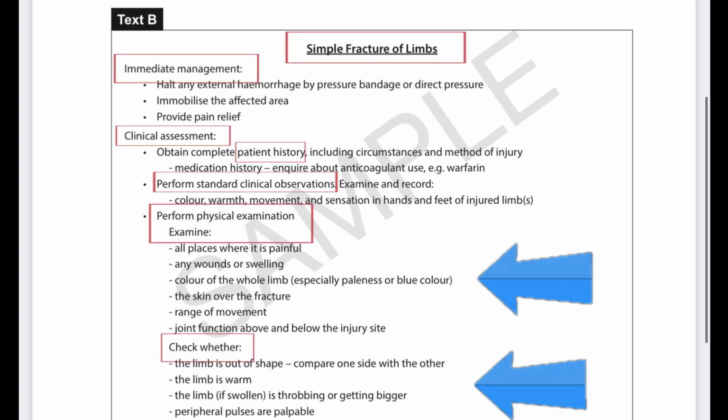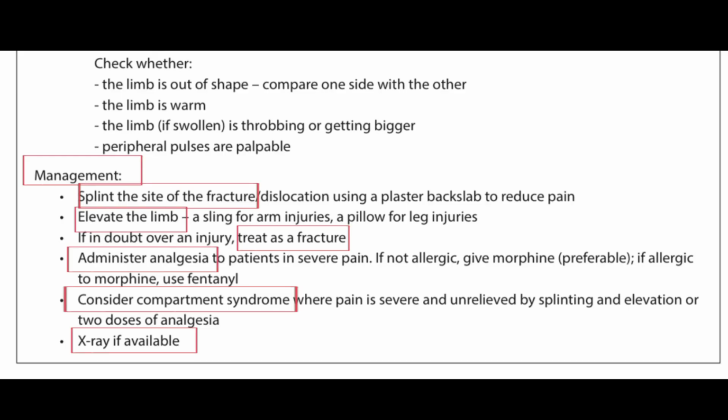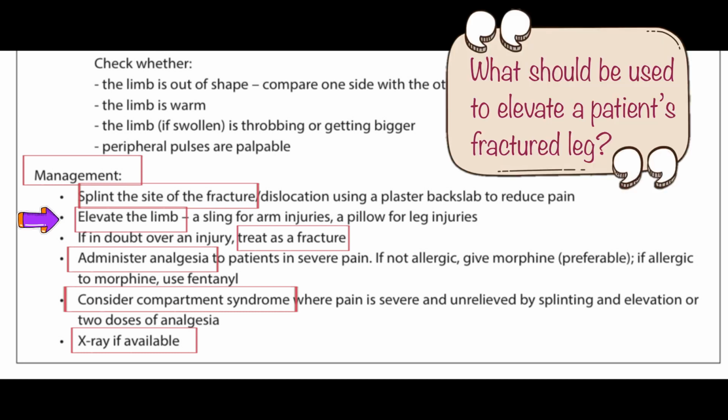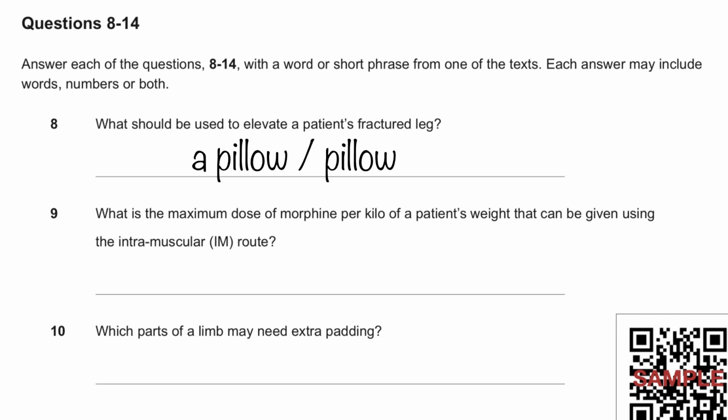So now that we know which text to go to, we now scan it to look for the answer. So text B: immediate management, clinical assessment, perform standard clinical obs, perform physical exam, check whether, management, splint the site of the fracture, elevate the limb. Oh, there we go. Elevate the limb, a sling for arm injuries, and a pillow for leg injuries. So going back to the question, what should be used to elevate a patient's fractured leg? The answer is a pillow or just pillow.